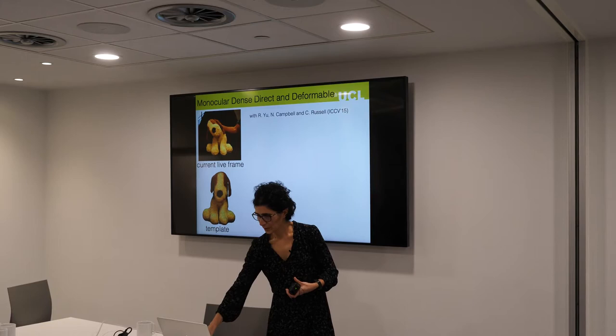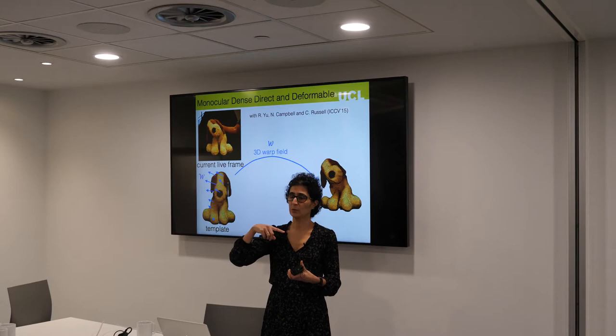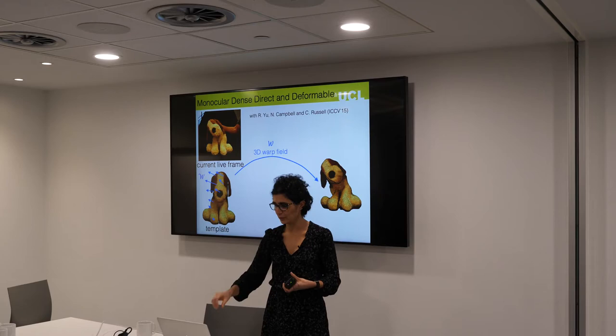Every vertex on the mesh has the color that's associated with that point. And obviously what we're doing over time is that we are trying to estimate this 3D warp field, which is just a collection of vectors that's going to tell us where each of the points on the mesh went in the following frame.